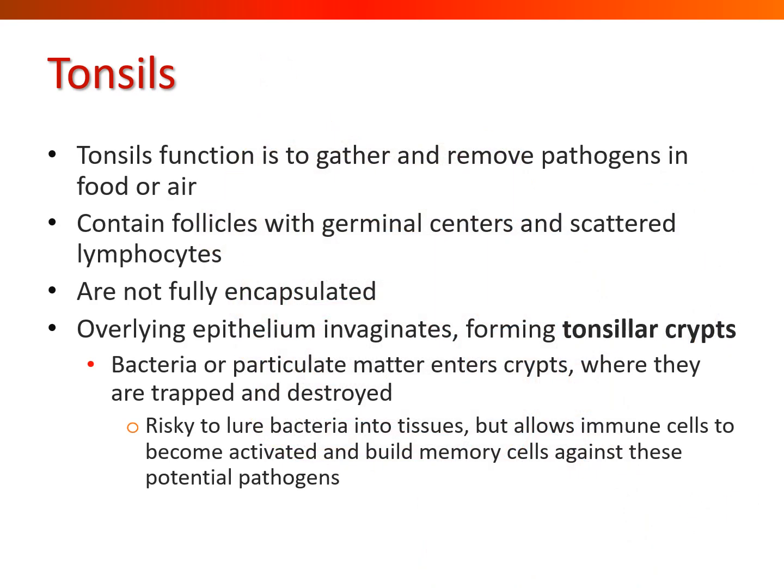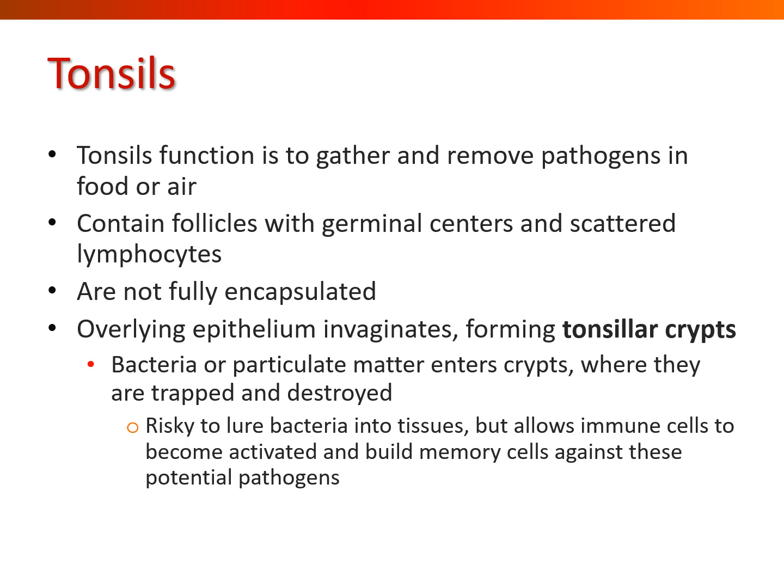Now the tonsils are going to gather and remove pathogens from the food and air that we take in, and they're going to contain follicles. Oop, word alert, who do we find in follicles? A lot of B cells, that's correct. So a lot of B cells are going to be in there, and they're going to be doing their little barbecues and kids to the baseball game sort of life, and that's what we call germinal centers. And then we're going to find maybe some scattered T cells in there as well.